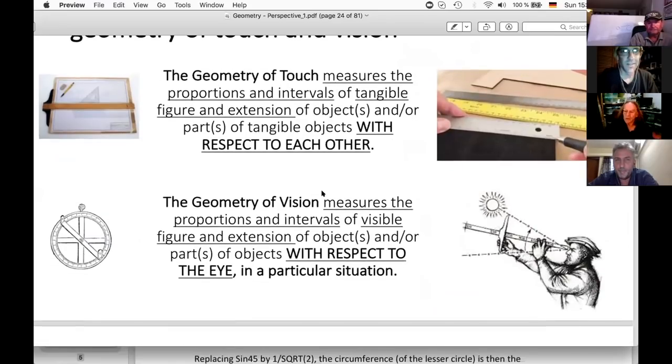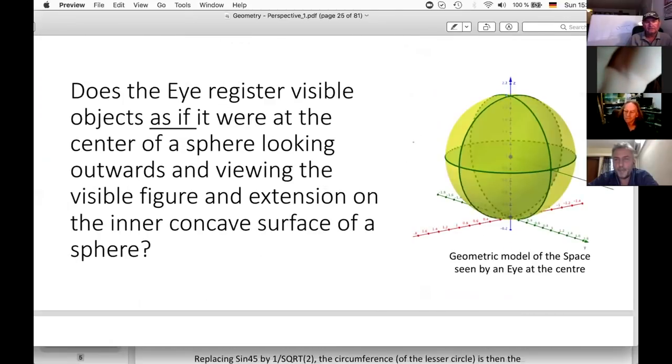That's another subject where you get into the visual acuity and angular resolution that creates that sphere, the distance that sphere is away from you. So basically, if I draw the geometrical model now of a sphere with an eye at the center, don't think of this as the eye anymore. Think of this as the geometrical space of visual perception with an eye at the center looking out. So what you see is basically visible figure on the inside concave surface of this sphere. You're in the middle, you're looking out, and your whole world of visibles, every visible object that you see, is actually being registered as a figure on the inside concave surface of a sphere.